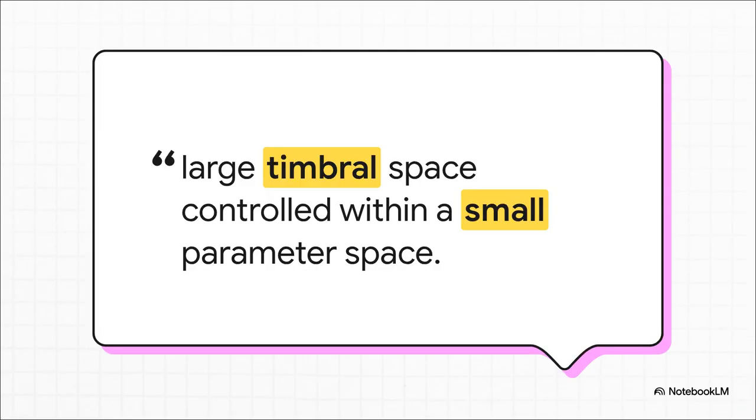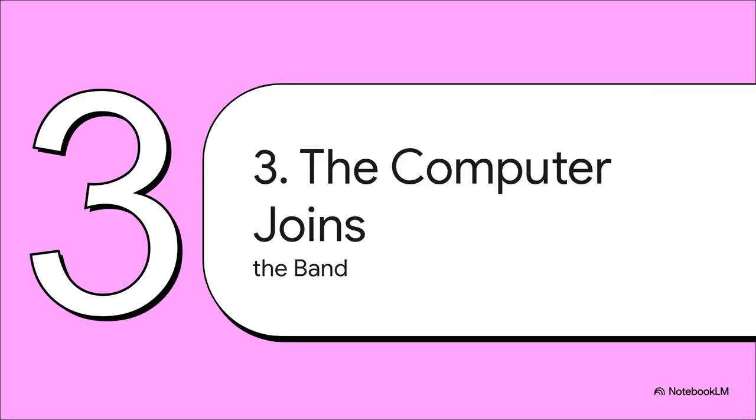So the really crucial point is what Chowning himself said. He could control a large timbral space within a small parameter space. So what on earth does that mean? It means with just a few simple knobs to turn, he could generate this huge variety of complex, bell-like metallic sounds. And for those early computers that had next to no processing power, that kind of efficiency was an absolute game changer.